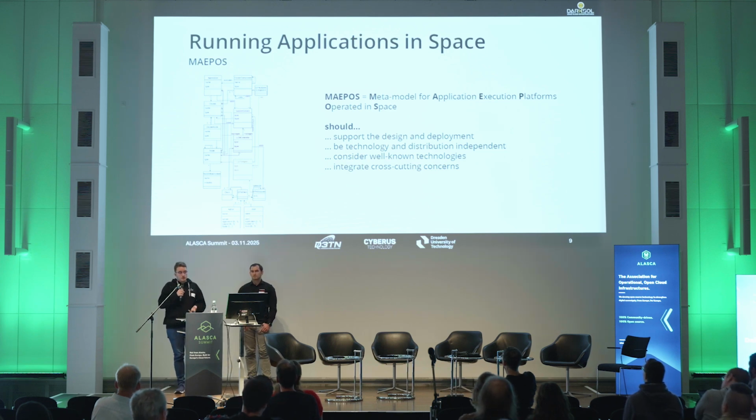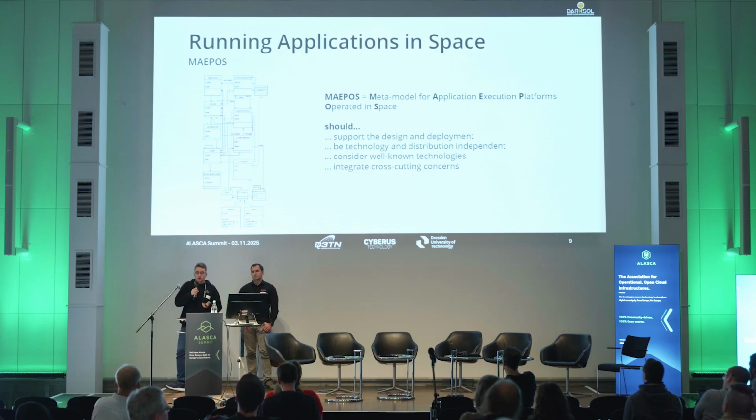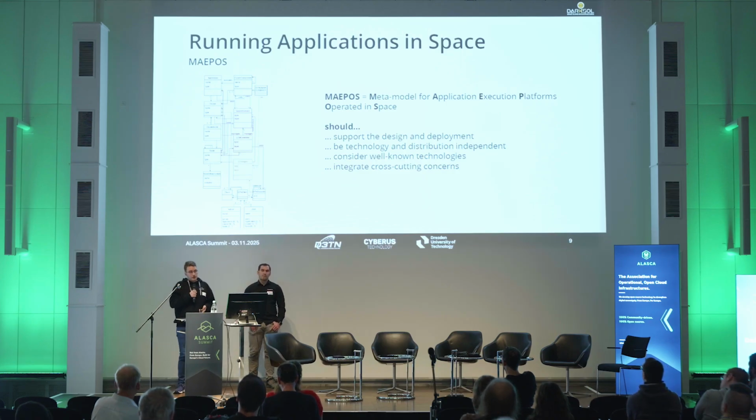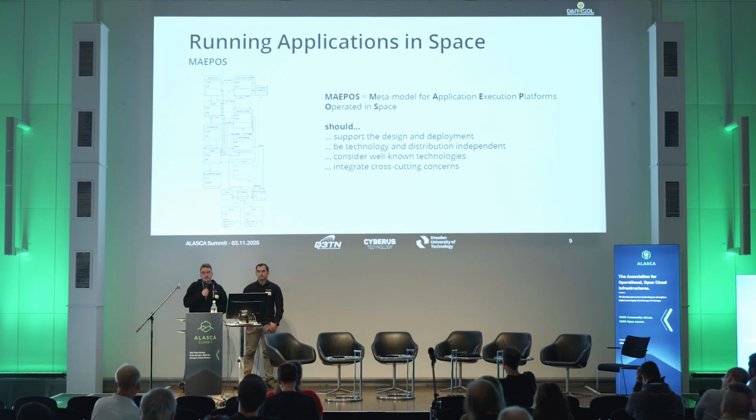And this meta model has a few very nice benefits for us. So it should support the design and deployment. It is technology and distribution independent, so we can map it to different technologies. It should consider well-known technologies, such as Kubernetes. And it can integrate cross-cutting concerns, such as security features. It is also a basis for a nice infrastructure, which we can use for updates, for example, which is where Martin will take over.